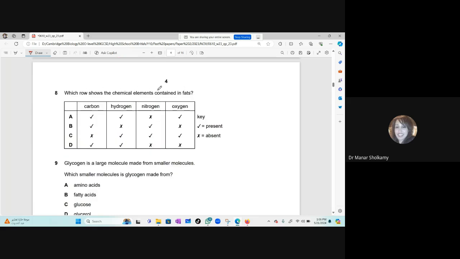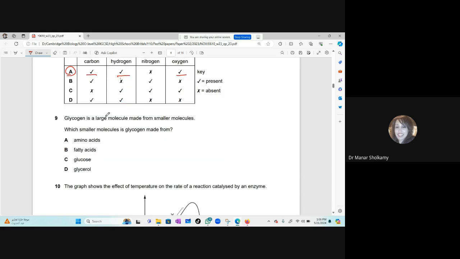Which row shows the chemical elements contained in fats? Carbon, hydrogen, nitrogen, and oxygen. What is not in fats? Let me change the question. What is not present in fats? Nitrogen. Yes. So the answer is A. It has carbon, hydrogen, and oxygen, not nitrogen.